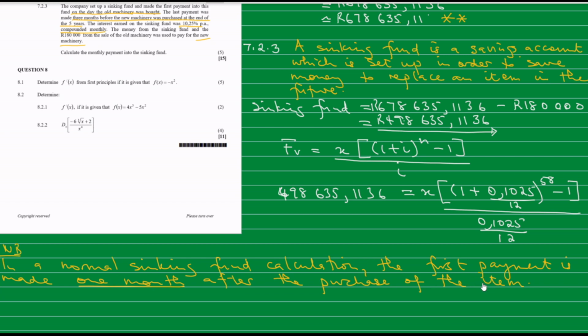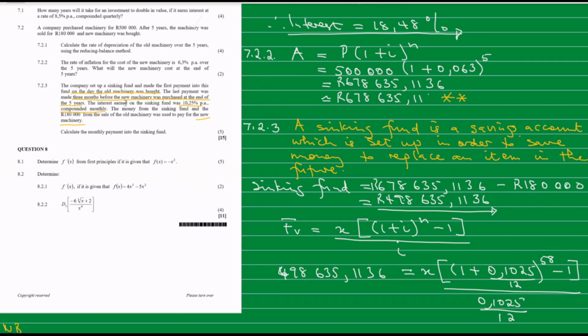But now here, when you look at what happened, the company set up a sinking fund and made the first payment into this fund on the day the old machinery was bought. So this one was not done at the end of the month, 1 month after. It was made on the first day. Now, the effect is that it is going to add 1 to our total installments.